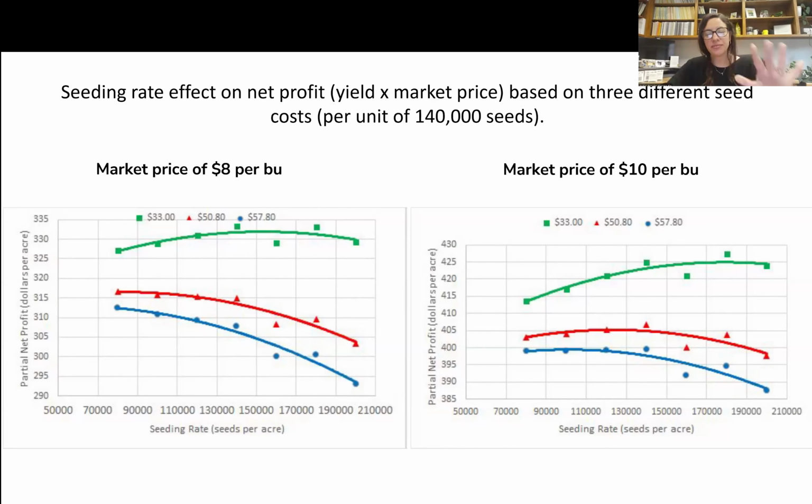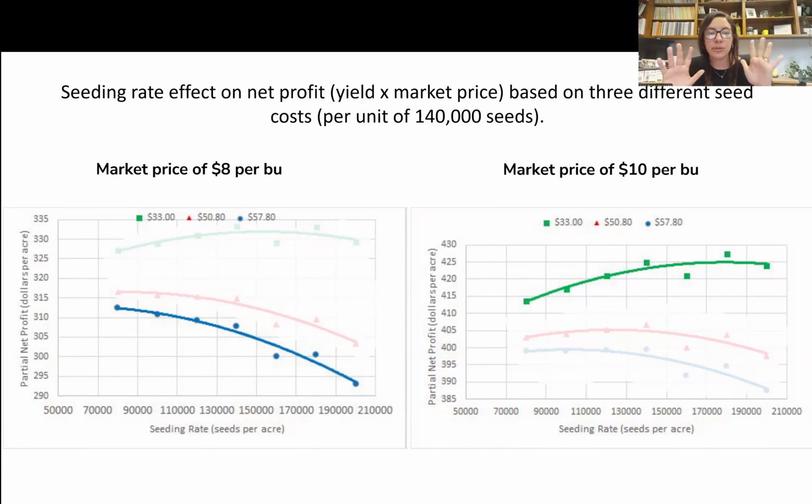Sorry, I'm not going to explain all these lines. I think it's too much. So I'm going to just highlight two situations. The situation where we have a low market price, $8 per bushel, and we use the seed that costs the most. And you can see that, as in the information I was showing before, you have more seeds and you have more yield.